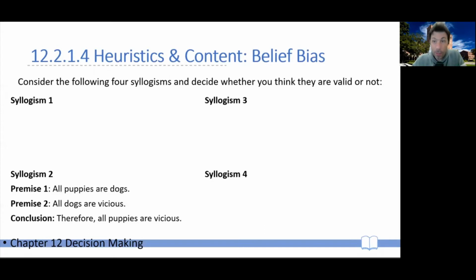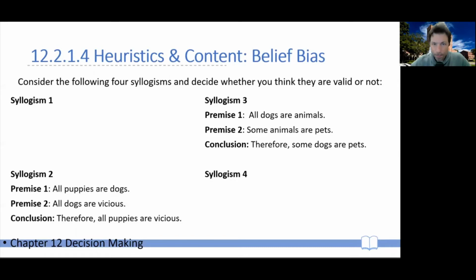Let's try syllogism number 3. All dogs are animals. Some animals are pets. Does it follow that some dogs are pets? Valid or invalid? I'll give you all the answers in a moment.